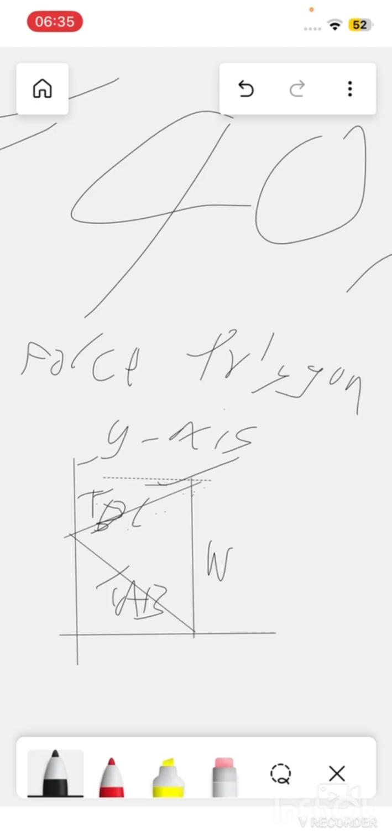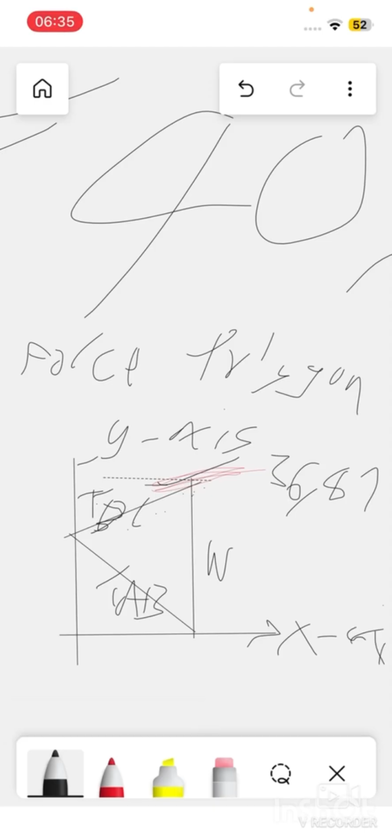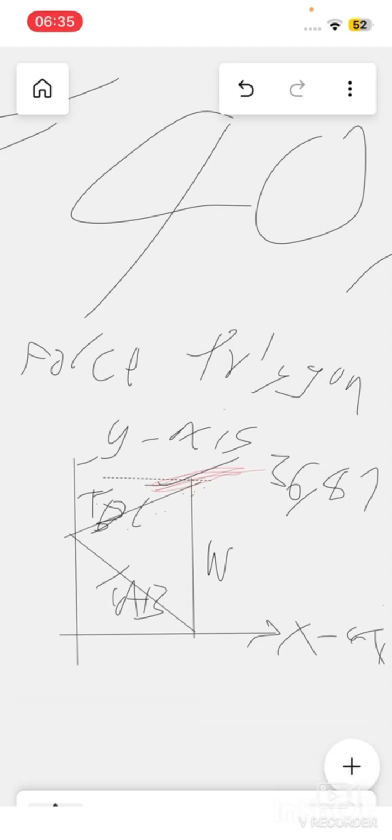This angle, we're gonna name it 36.87. This angle, 36.87. And this is our x-axis.